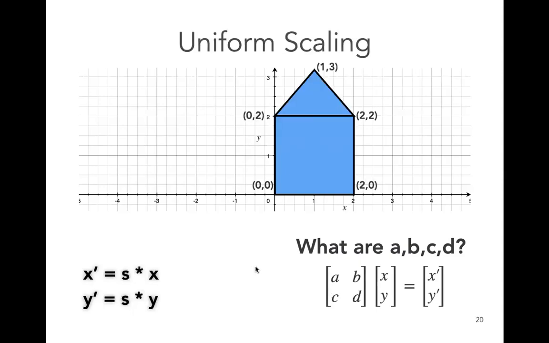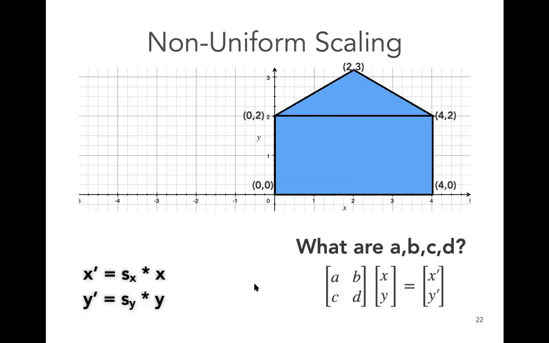So let's go to the next transformation we were wondering about. In this case, it's uniform scaling. So what are the values of the A, B, C, and D of this 2 by 2 matrix which will accomplish scaling x and y? Uniform scaling, where we make the house bigger. A, B, C, and D in that case are the scalar S times the identity matrix. And that accomplishes exactly the action that we wanted.